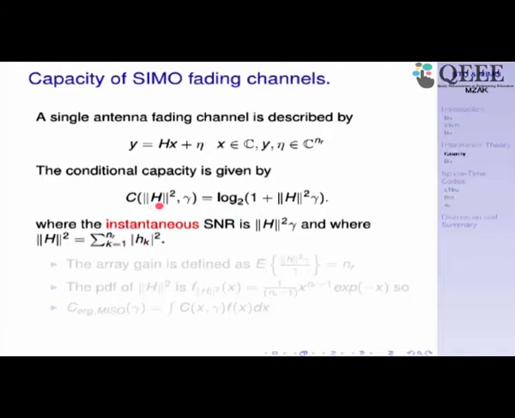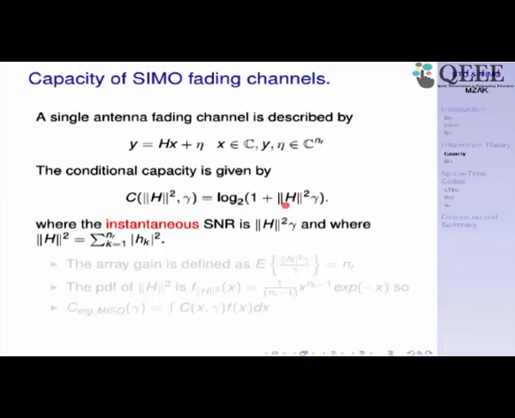Okay. So now substituting the SNR in the AWGN expression, what you get is the conditional capacity, which is a function of the norm of the channel and the SNR, and is given by this form.